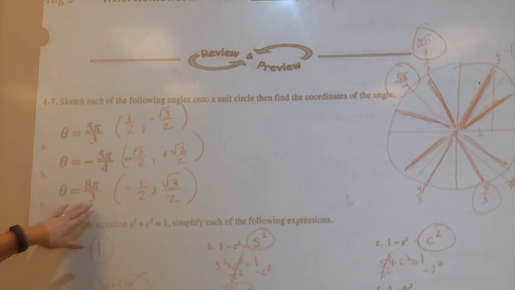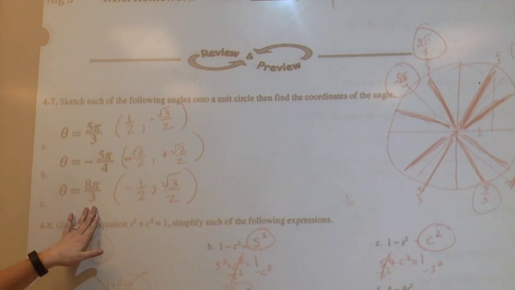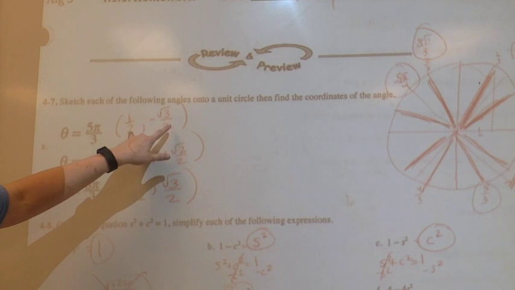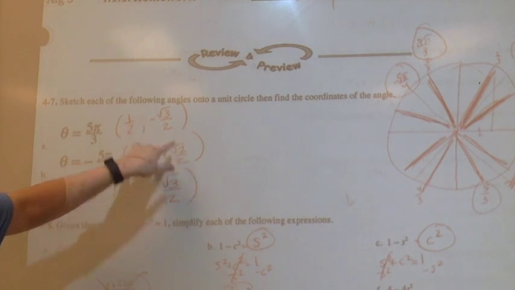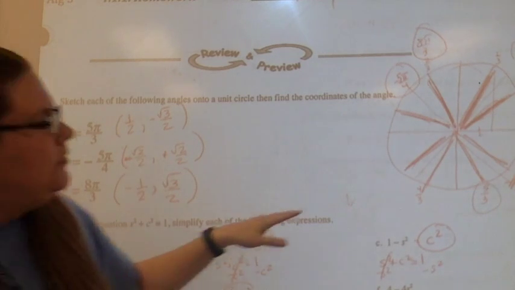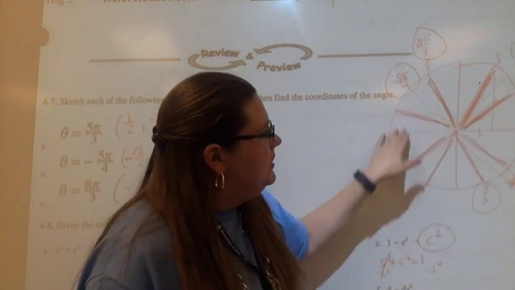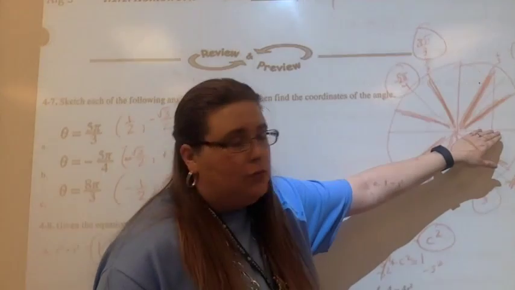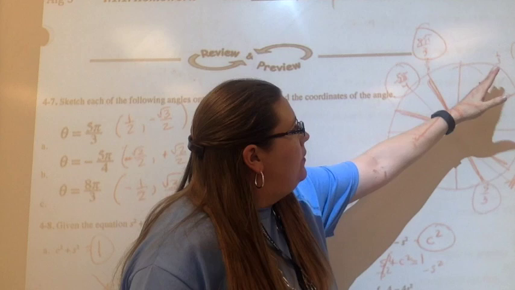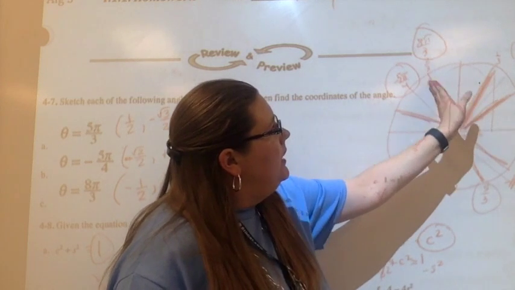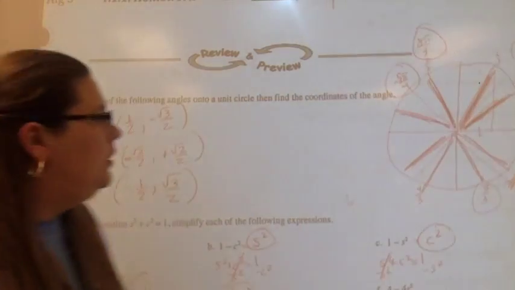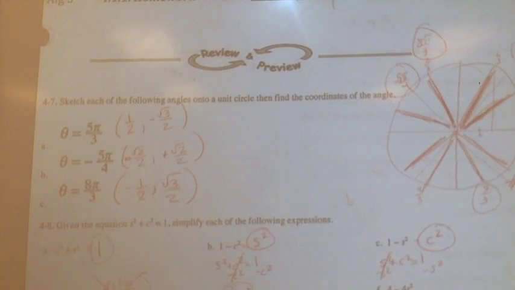On C, here we're working with 8 pi over 3, and again you can count in thirds, and notice that the thirds are going to have the 1/2 in the x position and the root 3 over 2 in the y position. It's just a matter of the signs. So for 8 pi over 3, I knew that 6 pi over 3 was 2 pi, so that took me back around to my initial starting point. And then another pi over 3 gives me 7 pi over 3. And then one more here takes me to 8 pi over 3, which again is in quadrant 2. In quadrant 2, my x values are negative, my y values are positive.